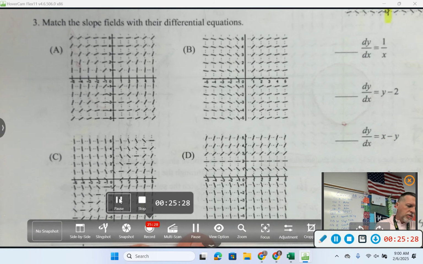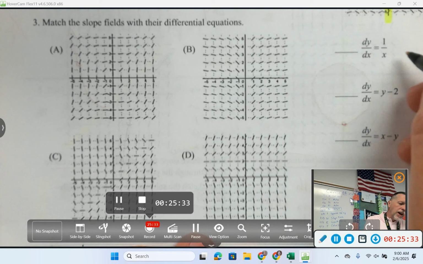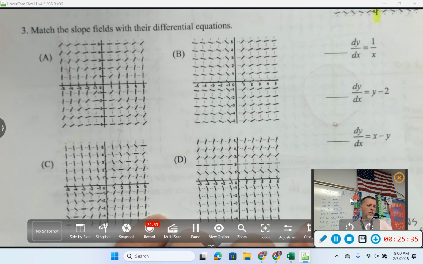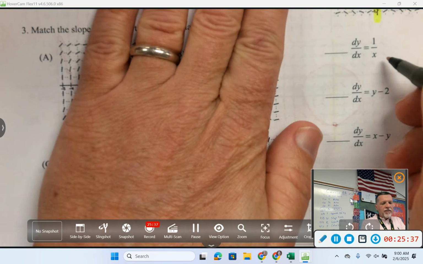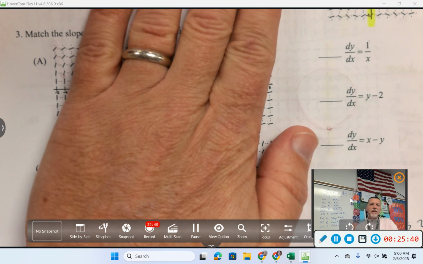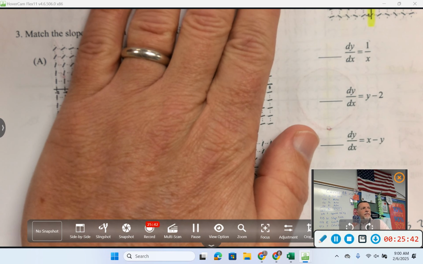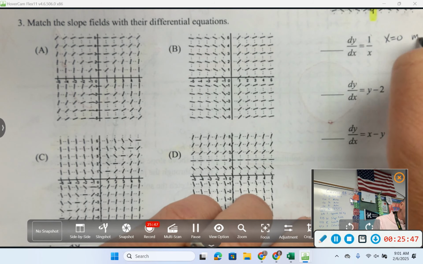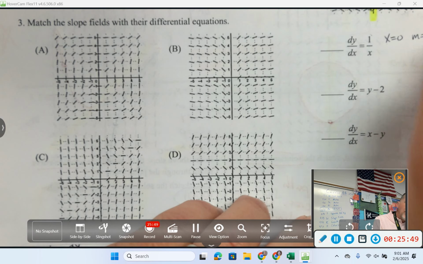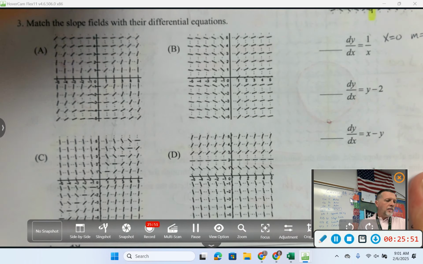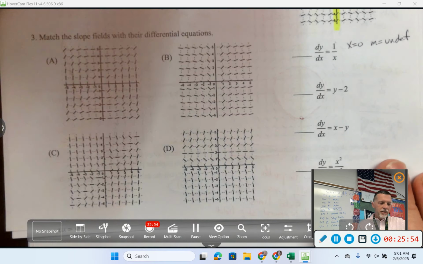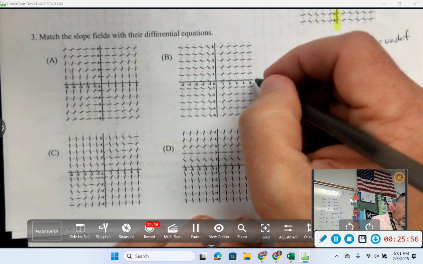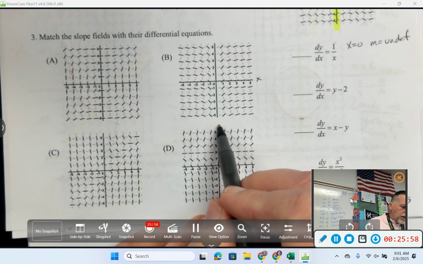All right, number 3. Let's look at the equations first. 1 over x. So tell me something you notice about 1 over x. Before we even get to the graphs, tell me something that's going on there. Okay? When x is 0, the slope is undefined. So let's look for that first, and maybe that's enough. Maybe it'll narrow it down.